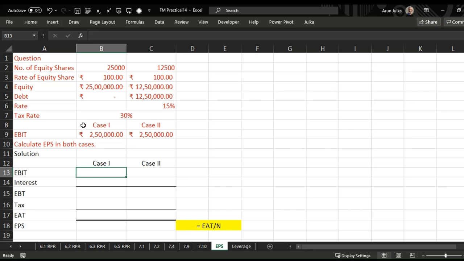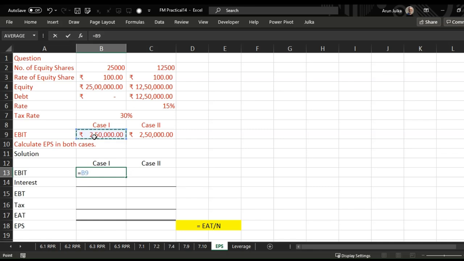In this question, we have two cases. In both the cases, EBIT is 2,50,000. In both cases, capital structure is rupees 25 lakh. In case 1, we have equity of rupees 25 lakh. In case 2, 50% equity and 50% debt. This implies equity of rupees 12,50,000 and debt of rupees 12,50,000 at the rate of interest 15%, and the tax rate is given 30%. To calculate EPS in case 1, first we take EBIT.